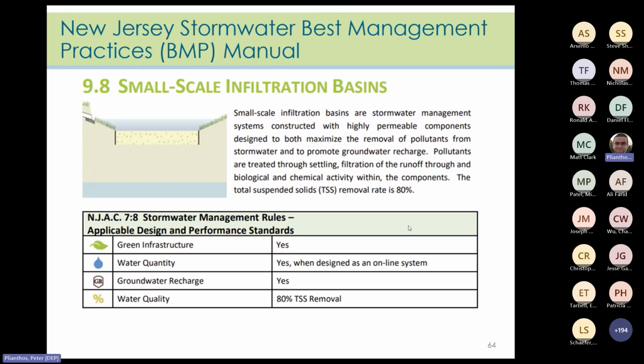If you're not familiar with the BMP, this is a good place to become acquainted with how the BMP complies with the rule requirements. In this case, the small-scale infiltration basin, when designed in accordance with all the design criteria in the chapter, is approved as a GI-BMP. It can be used to address stormwater runoff quantity control and designed as an online system. It can be used to meet the groundwater recharge requirement. And it has a TSS removal rate of 80%.